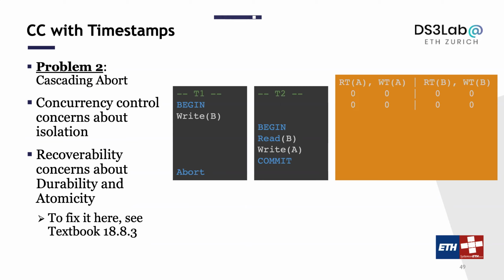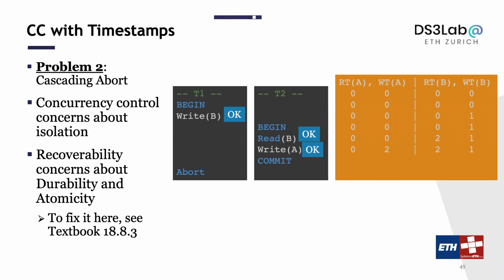At the beginning, T1 wants to write to B. I'm fine, so I allow it. I'm going to update the write time of B to 1, because that's the timestamp of T1. Then T2 starts. It tries to read B. Of course, you can read B, because B has been updated by T1, which is in the past. So allow it. And then T2 tries to write to A. Again, why not? So I do it. I update it.